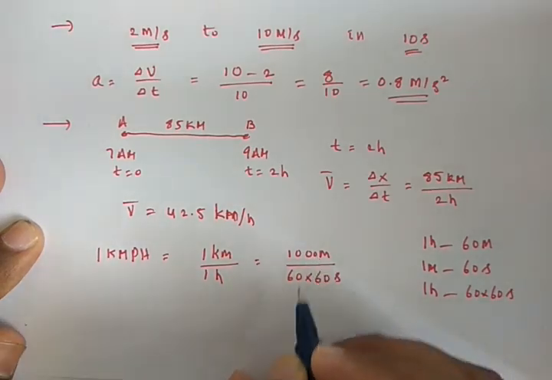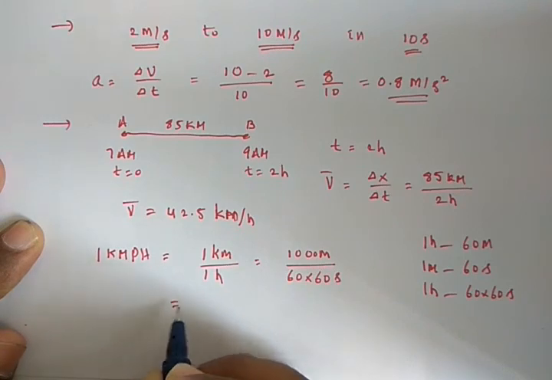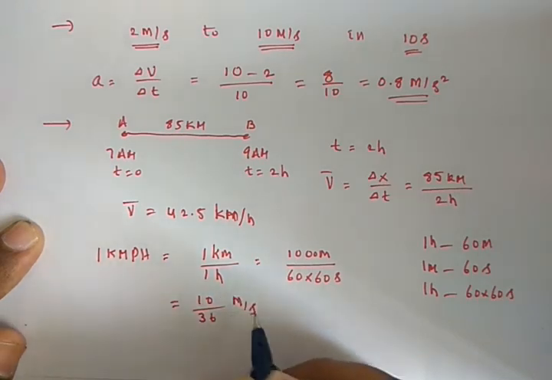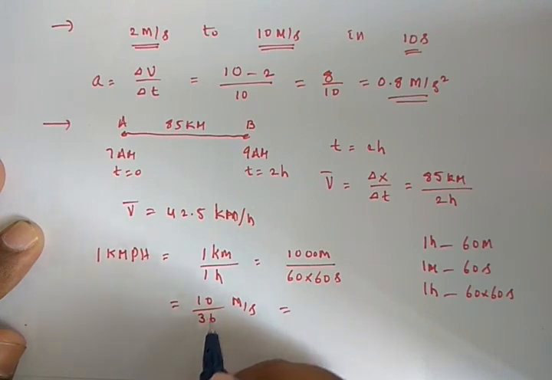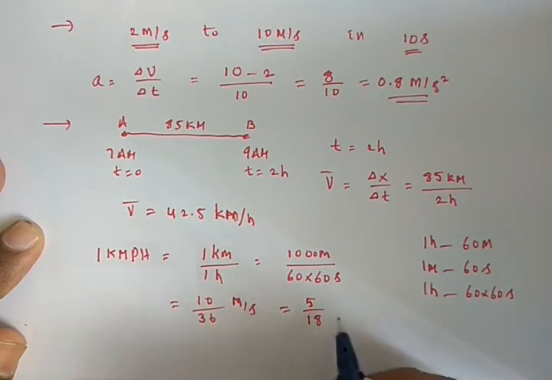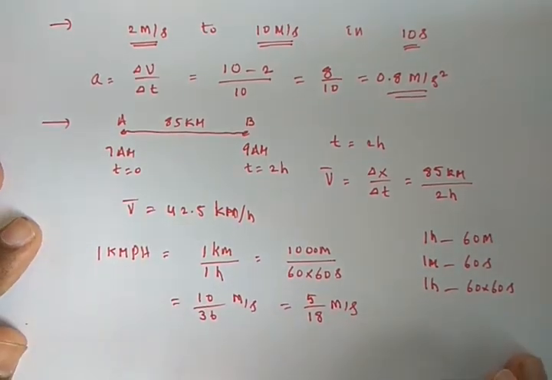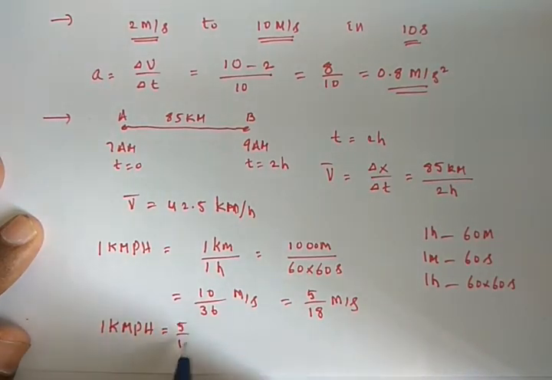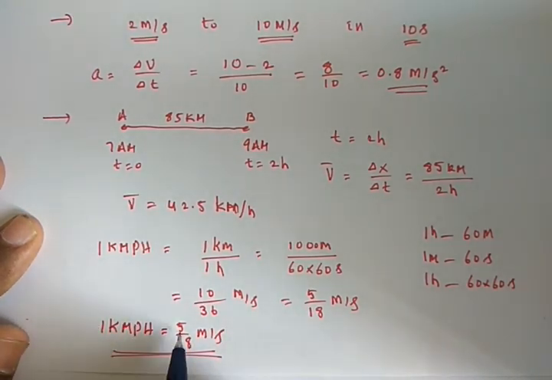You can cancel 2 zeros. Once you cancel 2 zeros, you get 10 by 6 into 6, 36 meter per second. You can cancel once again, and you can write it as 5 by 18 meter per second. So 1 kilometer per hour equals 5 by 18 meter per second. So you can use this factor for conversion from kilometer per hour to meter per second.